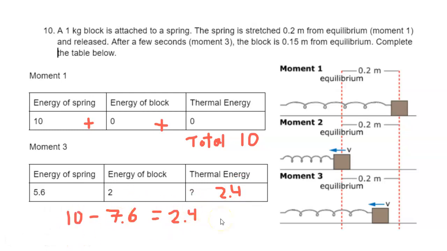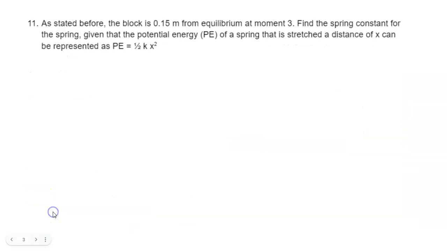All right, let's look at the next part. We might have to remember a few of these numbers here. I think we might need to know that this is 5.6. So when we go to the next slide, as stated before, the block is 0.15 meters from equilibrium at moment 3. Find the spring constant for the spring, given that the potential energy of a spring that is stretched a distance of x can be represented as potential energy equals 1/2 kx squared.